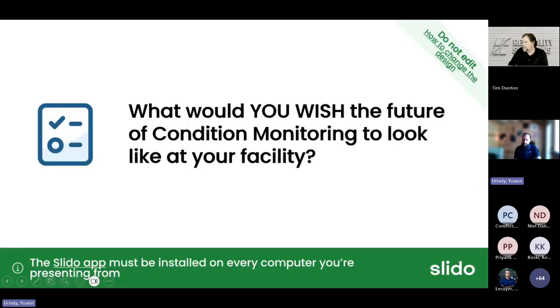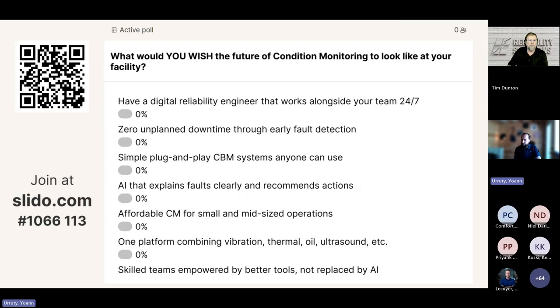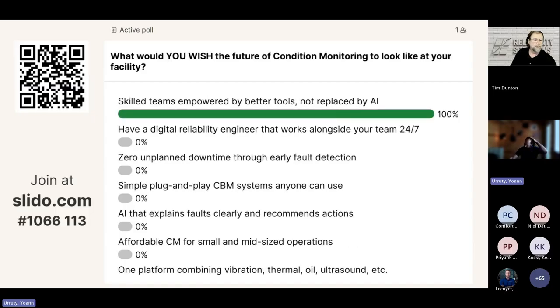Exactly. Thank you, Tim. So, as promised, one last poll before the end of this webinar. What would you wish the future of condition monitoring to look like at your facility? Earlier it was what you think will happen. Now I'd be interested in what you wish to see in the near future at your site. So here's a couple of potential answers. I'll let you respond.